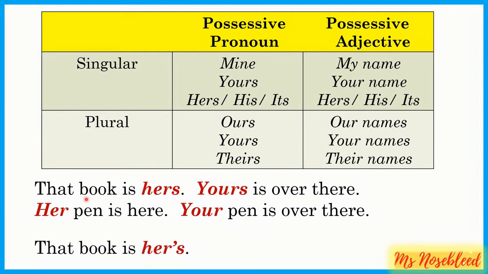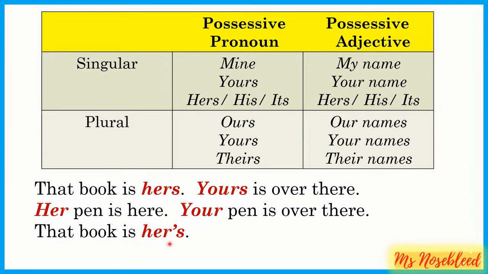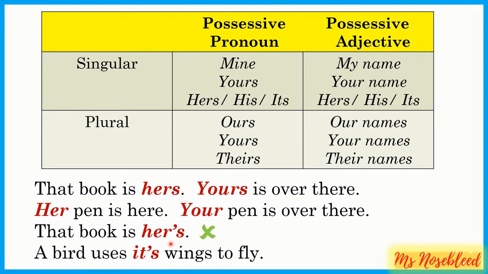Now, what about this one? That book is her. Is this correct? No. It's not correct. It should be hers. That book is hers. How about this? A bird uses it's wings to fly. Is this correct? No. It should be its. Okay, that is the possessive pronoun. Okay, why don't we put it into practice? Okay, let's go.